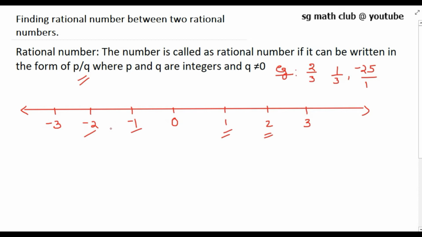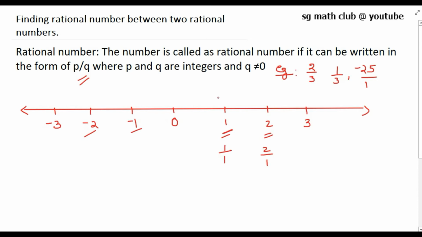Now, my question is whether there is a rational number. You know 1 is a rational number because 1 can be written as 1 by 1. 2 is also a rational number, 2 can be written as 2 by 1. So, is there any rational number that lies between 1 and 2?